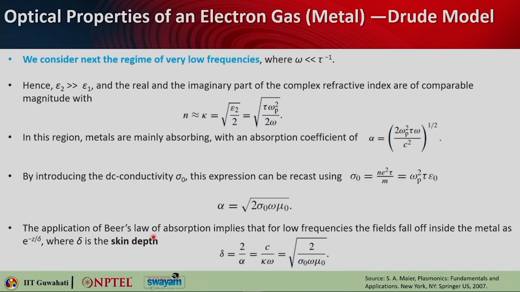By application of Beer's law, or the Beer-Lambert law of absorption, it implies that for low frequencies the field falls off inside the metal as e to the power minus z by delta. So that is happening at low frequencies. What is delta? Delta is the skin depth. Skin depth delta is defined as 2 over alpha, and you can write it as c over kappa omega. Kappa is the imaginary part in the refractive index, and you can finally write it as square root of 2 over sigma naught omega mu naught.